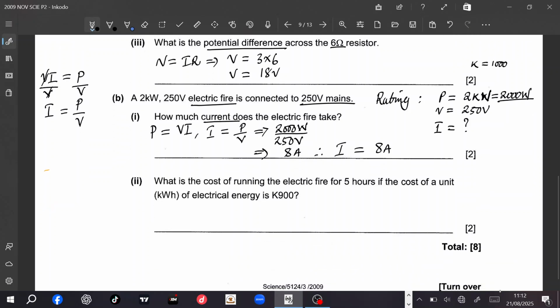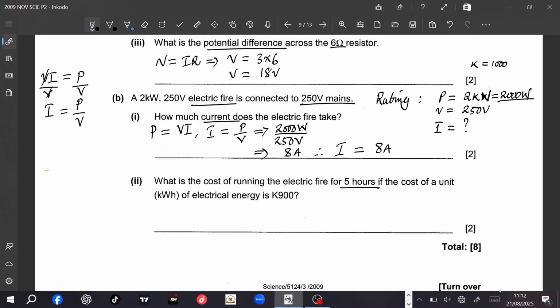Then we go for the next question, Roman numeral 2. They're saying, what is the cost of running the electric fire for 5 hours, if the cost of a unit, kilowatt hour, of electrical energy is 900 kwacha? The same, what is the cost of running the electric fire? When you are using this electric fire for 5 hours, how much are you going to pay?